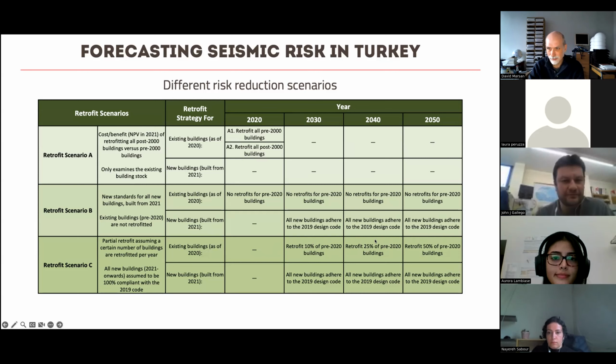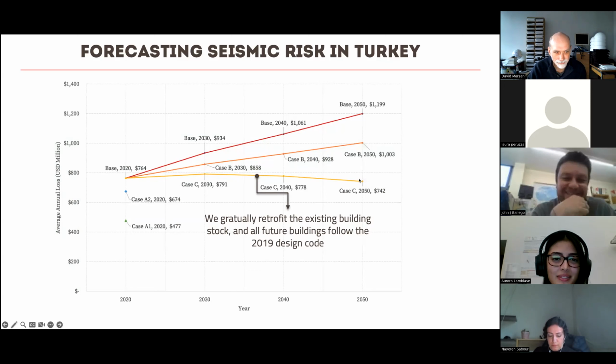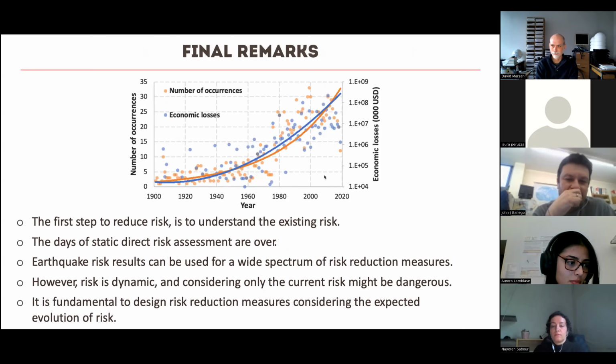It's starting to decrease, okay? And then finally, in 2050, it decreases quite a bit. Okay, so we need to follow design regulations, but we also have to gradually, even if very slowly, start retrofitting some of the buildings. Okay, so this is it.